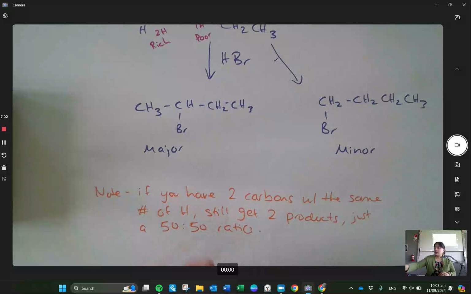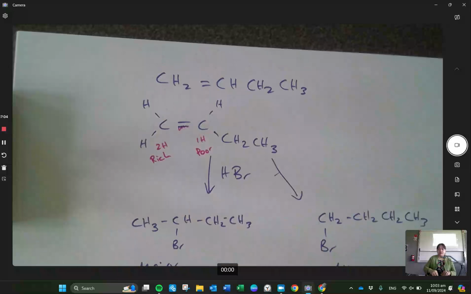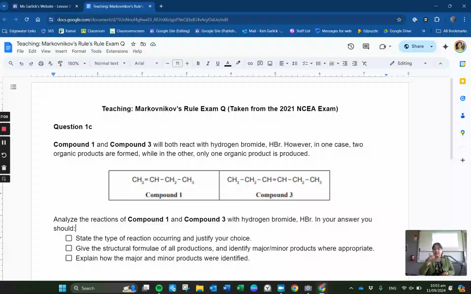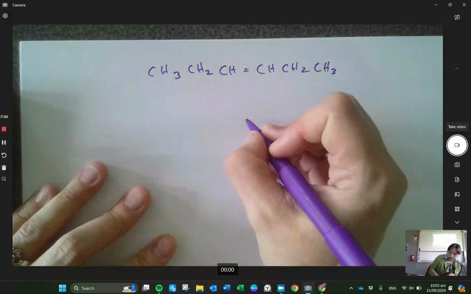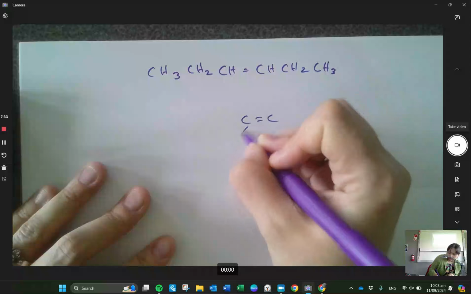Okay. So let's look at the second molecule they have for us. They gave us a different molecule altogether, not an isomer. But they put the double bond in the middle. So CH3, CH2, CH double bond, CH, CH2, CH3. Right, if I was to draw this more extended.